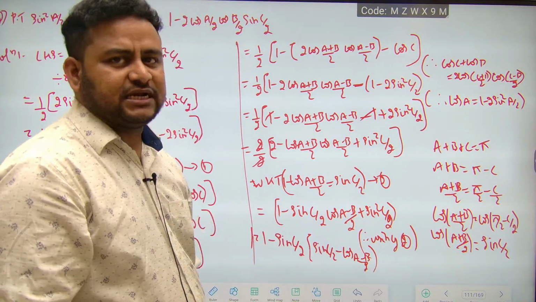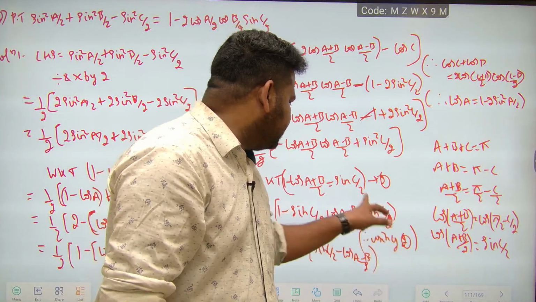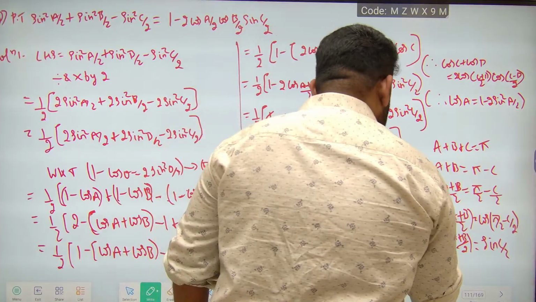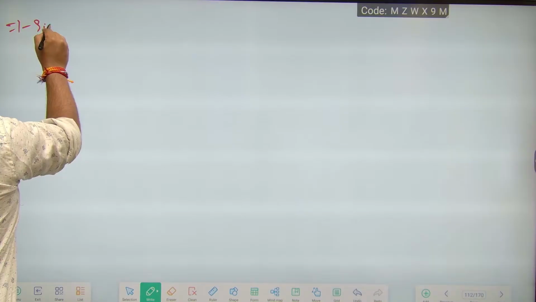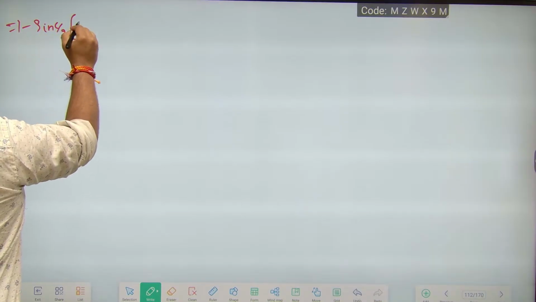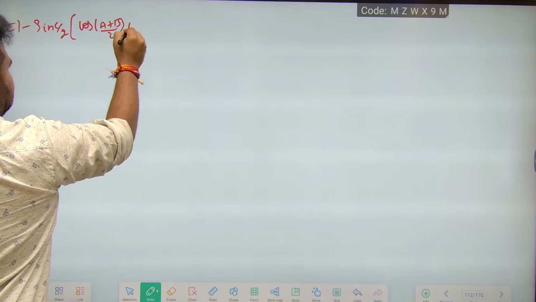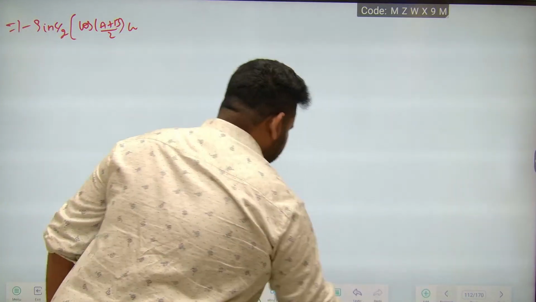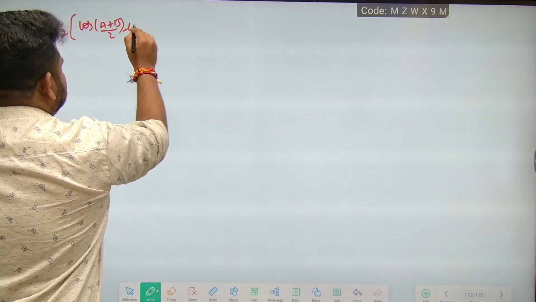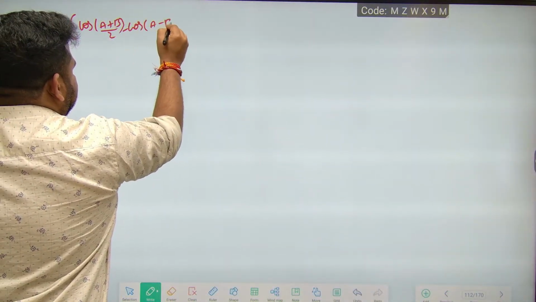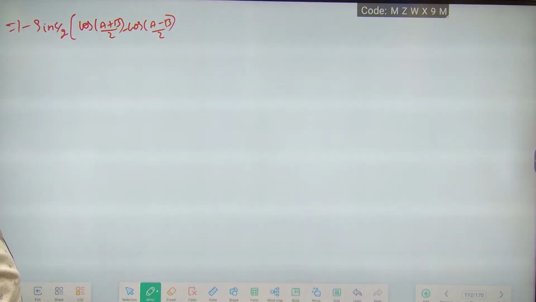Sin C by 2 can be written back as cos of (A plus B) by 2. Okay, so let us go to the next page. So I can write this as 1 minus sin C by 2 into cos of (A plus B) by 2 minus cos of (A minus B) by 2. This is what I am having.